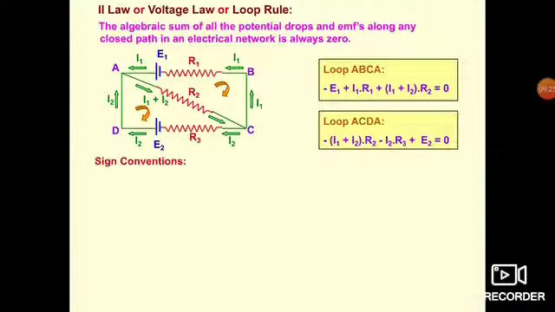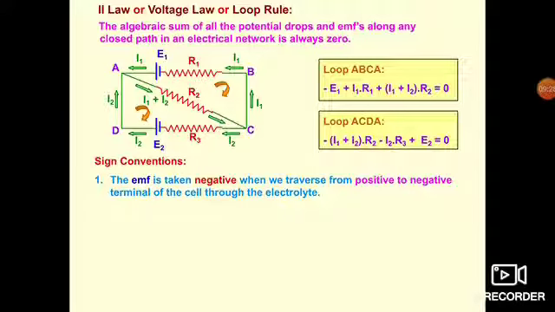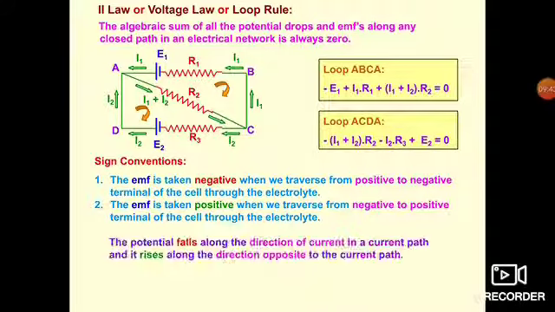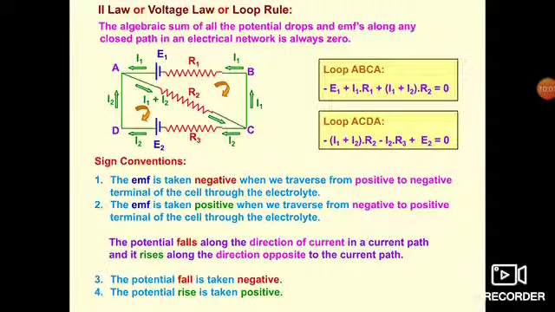Now next, sign conventions. First, the EMF is taken negative when we transfer from the positive to the negative terminal of the cell through the electrolyte. Second, the EMF is taken positive when we transfer from the negative to the positive terminal of the cell through the electrolyte. And the potential falls along the direction of current in a current path, and it rises along the direction opposite to the current path, which I was describing to you. It is actually the same. So if you follow that rule also, you will get the same answer. Not a big deal. Third, the potential rise is taken as positive and the potential fall is taken as negative.